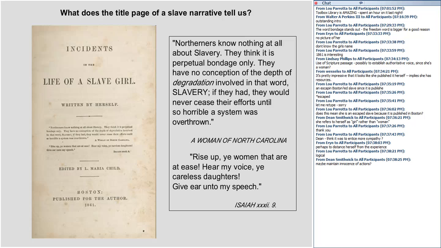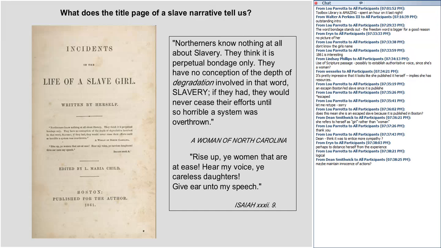Bill, we have some questions about the use of the word girl. Can you comment on that? Why not Incidents in the Life of a Slave Woman? I think partly because Jacobs wants to emphasize how much of the struggle that she had against slavery, against those who would exploit her, took place when she was a girl, when she was a teenager.